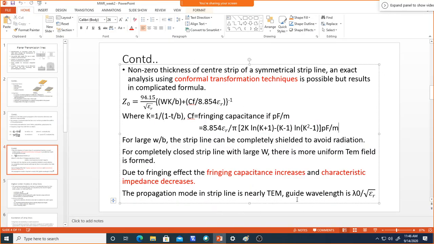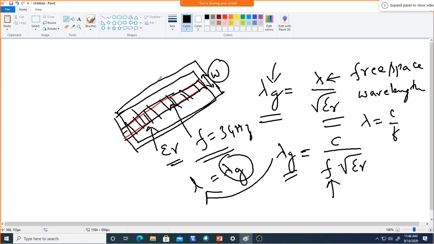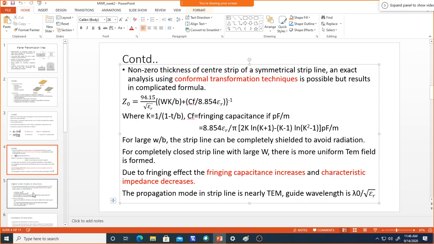So, the propagation mode and guide wavelength. Okay, so this is lambda naught. Generally you can take the free space wavelength as lambda or lambda naught; generally that notation will be lambda naught. Okay, so free space wavelength. Now coming to the next one.